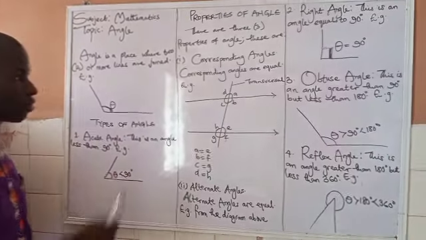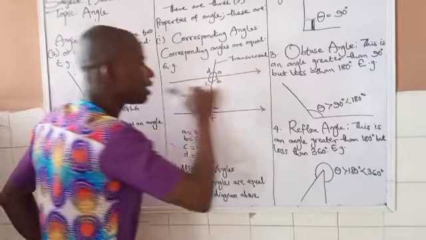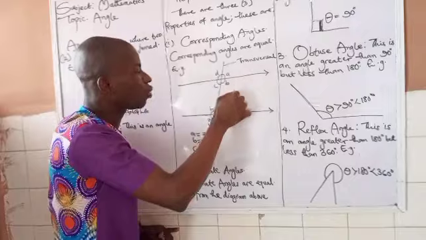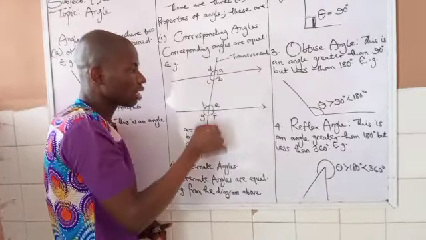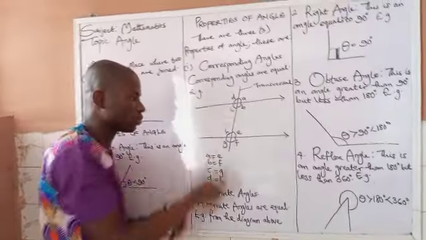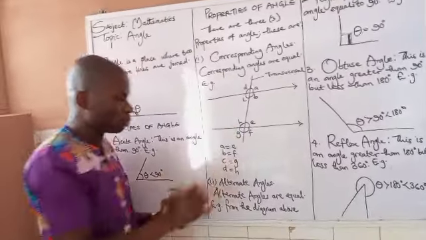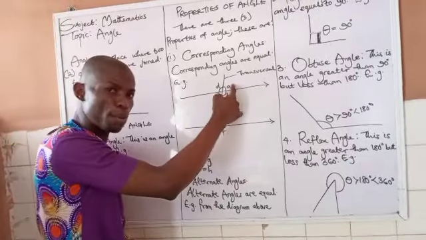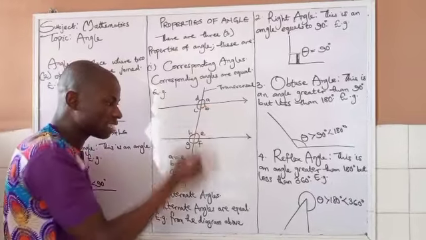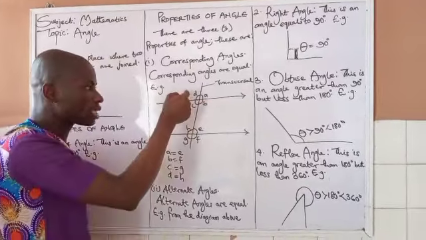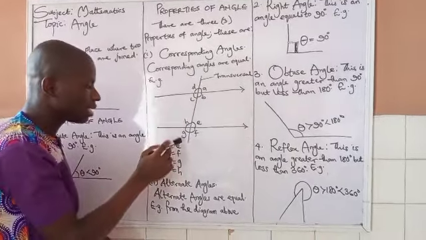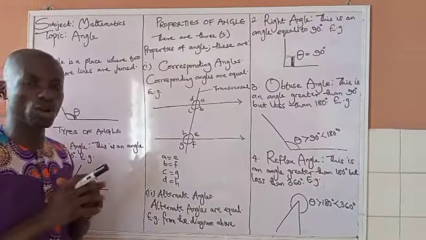Now look at the board. From the diagram above, we have a line here and another line here. Please pay attention. Here we have above, below. Here we have above, below. On the left hand side, we have above, below. And down here we have above, below. Whatever this above is, that's what this above will be. Whatever this below is, that's what this below will be. That is what we call corresponding angle.